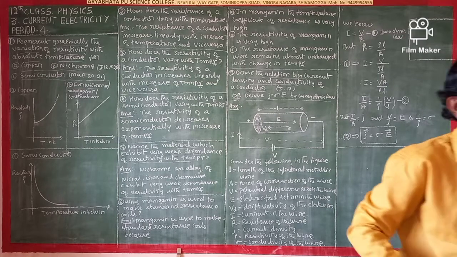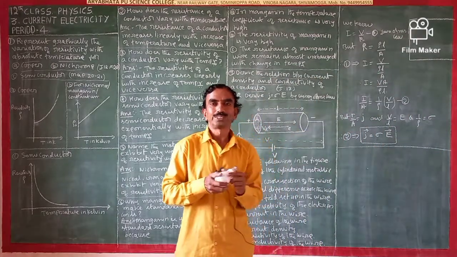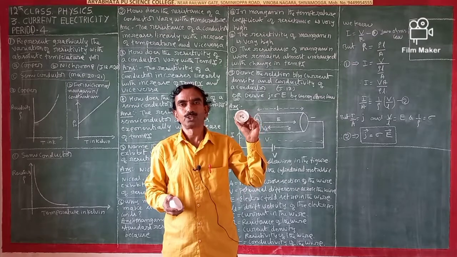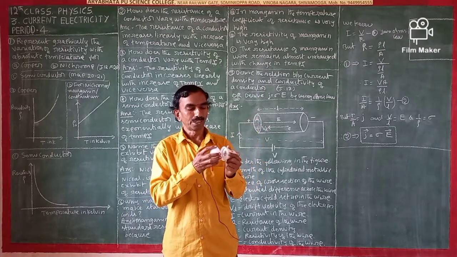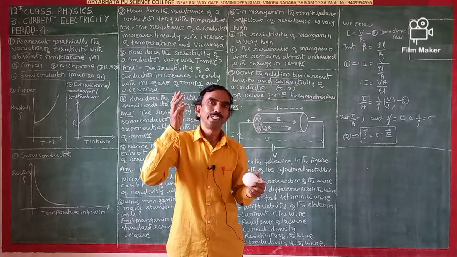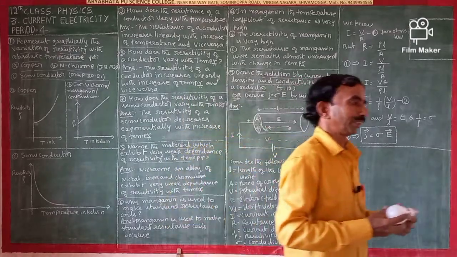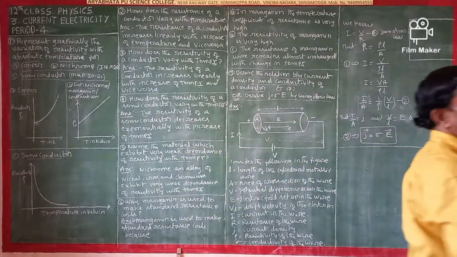Another is this LED bulb. LED bulb is a non-ohmic device. And discharge tubes, tube light, those are all non-ohmic devices. We have studied that in the previous class.